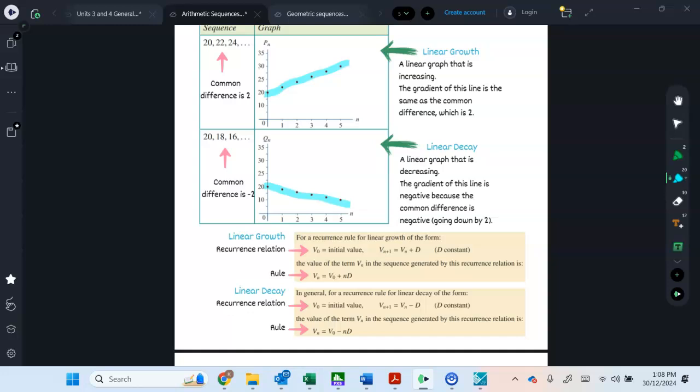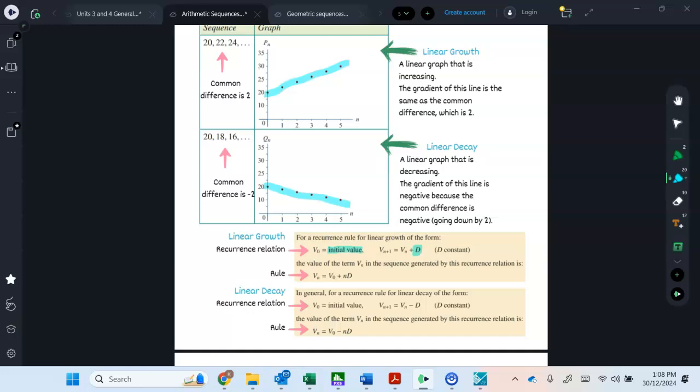So the V0 equals is always the same. Then you just have to work out what your initial value is. So you write V0 equals and then what the initial value is. And then we've got the relationship, Vn plus 1, you write that equals Vn. The only thing you need to work out is the D, the common difference.